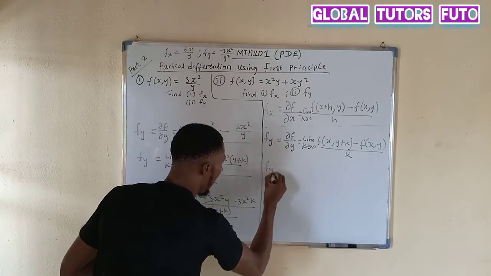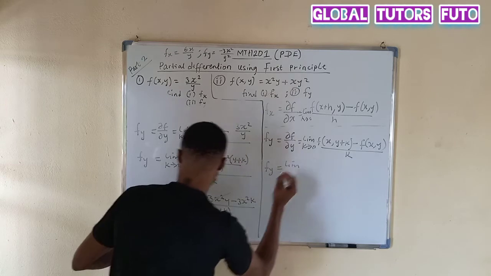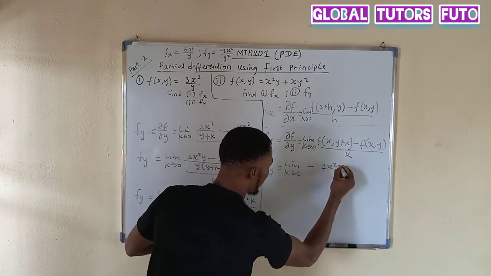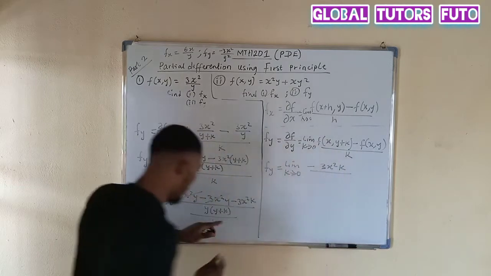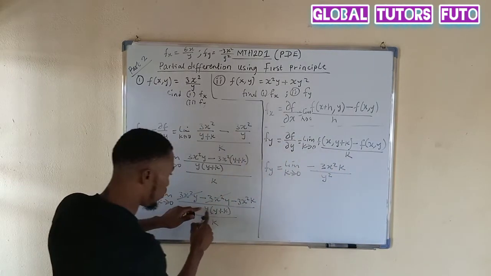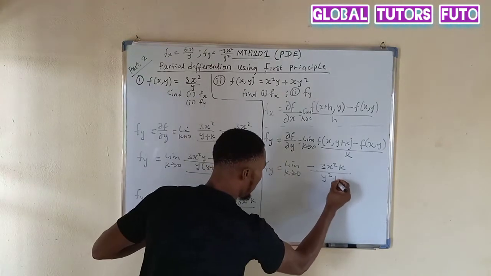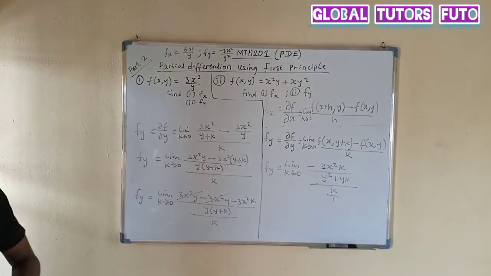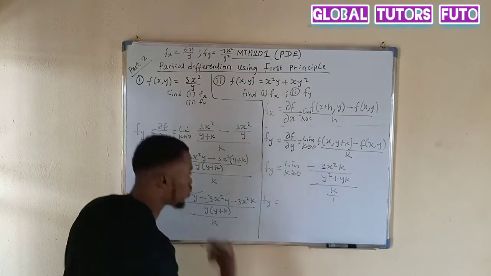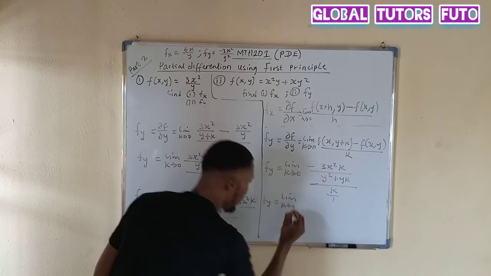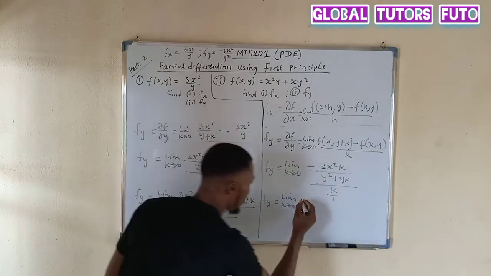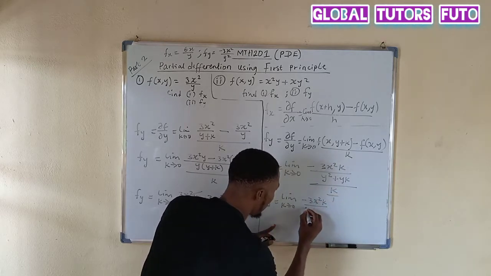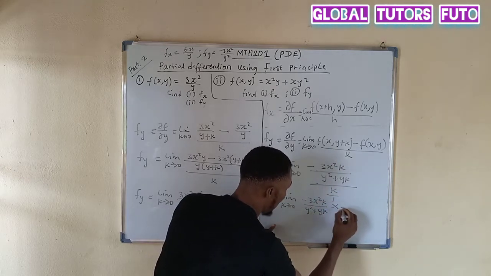So we have that f of y will be equal to limit as k goes to 0. We are left with minus 3x squared k over, so let us expand this. We are going to have y squared, y times y is y squared, y times k will give us plus yk over k. So we can invert this fraction, fraction inversion. So our f of y will be equal to limit as k goes to 0, minus 3x squared k over y squared plus yk times 1 over k.